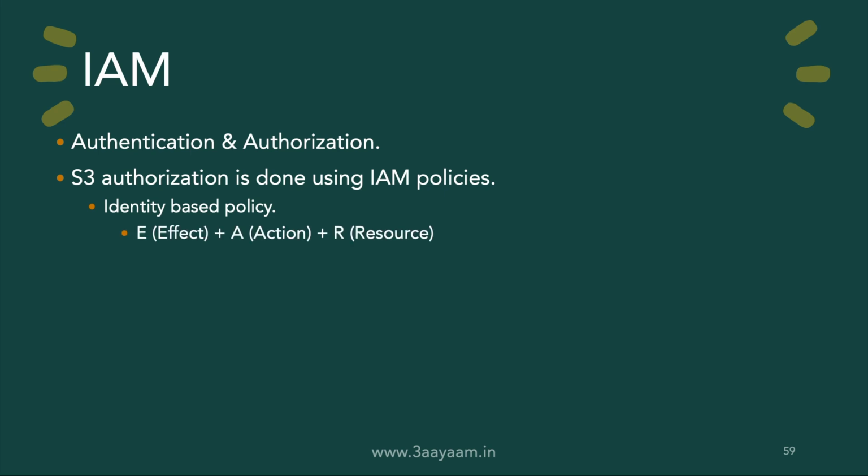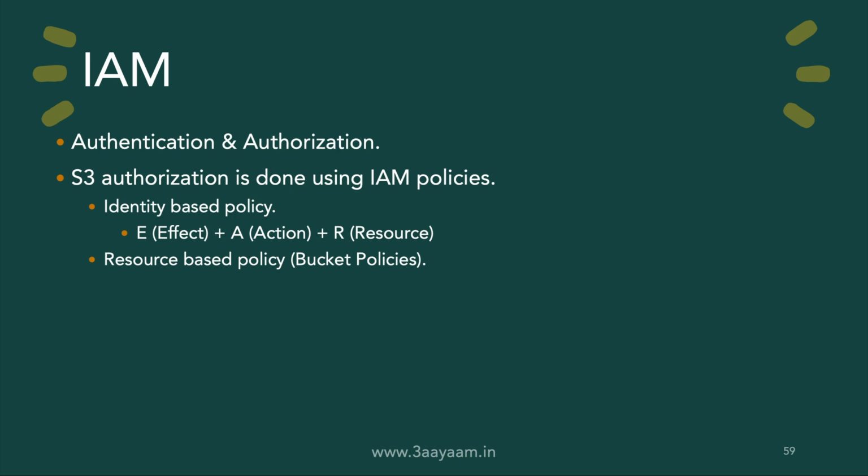Now in identity based policy, we use effect, action, resource. So we define the effect, basically whether I'm allowing access or denying access, then the action, basically the API actions that we can do, for example, creating S3 buckets, uploading S3 objects, creating EC2 instances, etc. Then we define the resource, on which resources the effect and actions are applied. So this is how we create identity-based policy.